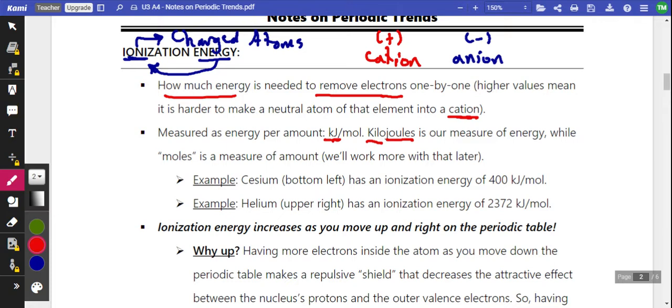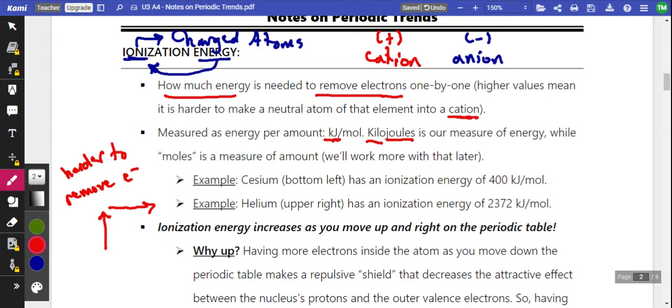So what's going on here? Why does ionization energy increase as we move up and right on the periodic table? Okay, where it gets harder to remove an electron. Harder to remove. Do a little e negative for electron.